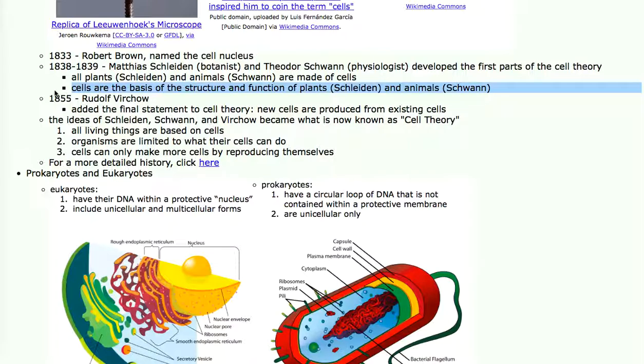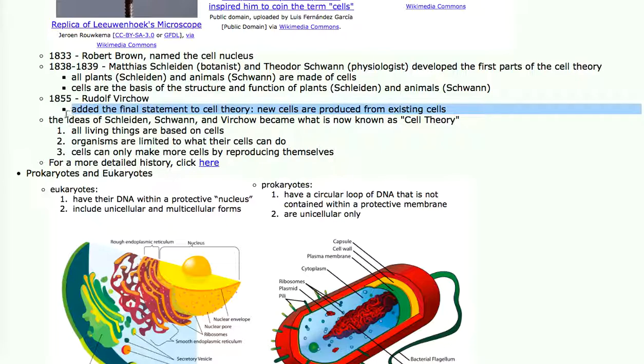Another almost 20 years goes by, and a final statement is added by Rudolf Virchow in 1855 that new cells are only produced from existing cells, and that was a reflection of the growing belief by scientists like Louis Pasteur that spontaneous generation didn't exist, and that cells made cells. They didn't just show up from gravy broth or dirt or something. So worms made worms. Worms are made of cells. Only worms can make worm cells.